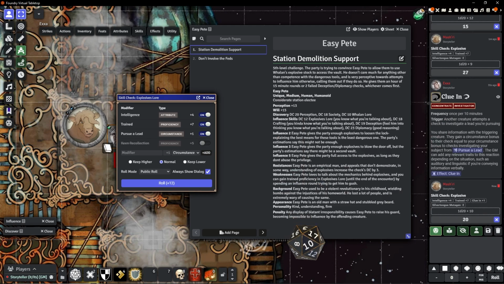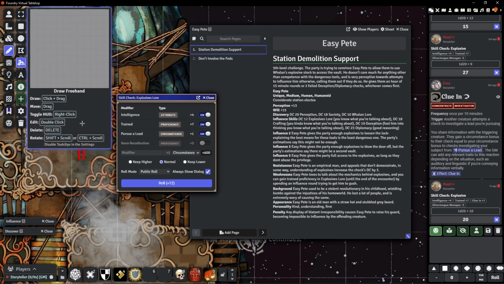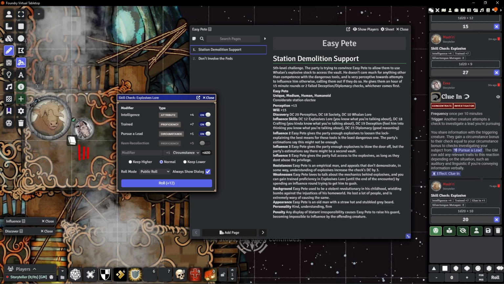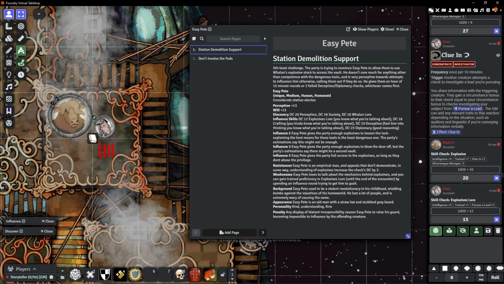Mashri will have a success, pushing them up to the 3rd influence point and causing Easy Pete to promise them enough to blow the door off, but no more. And Exxa will have a very unfortunate roll, but will still succeed and gain a single influence point. This doesn't unlock anything new for them, though.